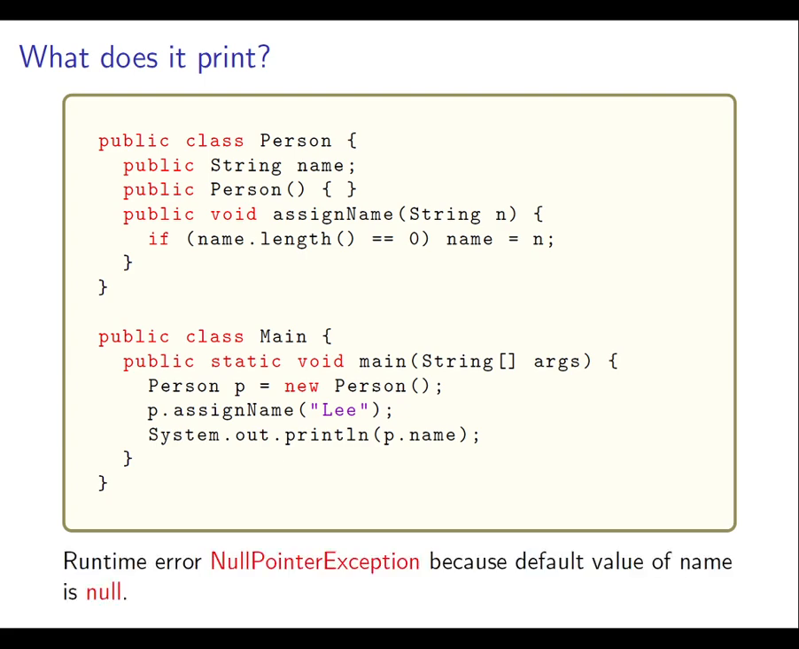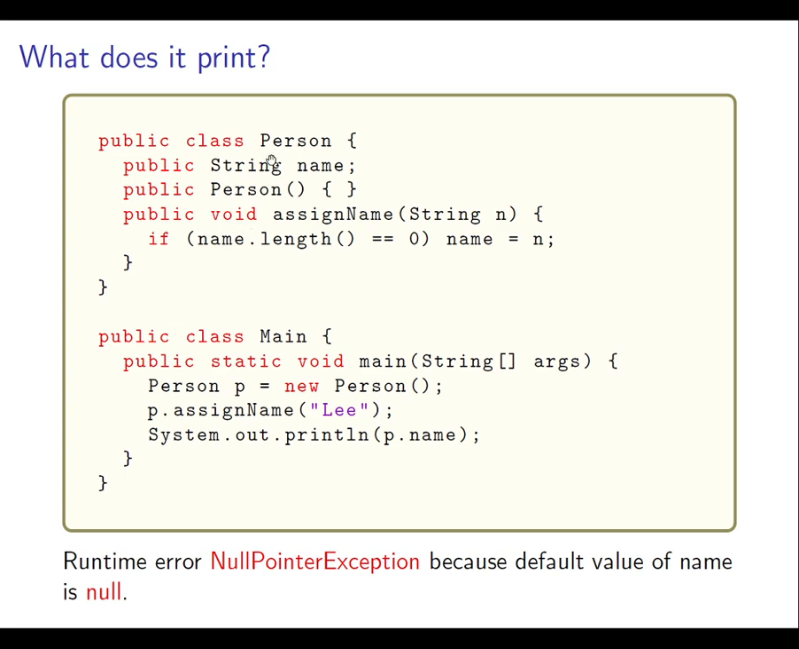Haha, trick question. It's going to print a null pointer exception. Why is it going to print null pointer exception? It's not really going to even get to actually printing anything. What's going to happen is we're going to get an error, a null pointer exception, and it is going to be raised right here when we try to invoke the length method of name.